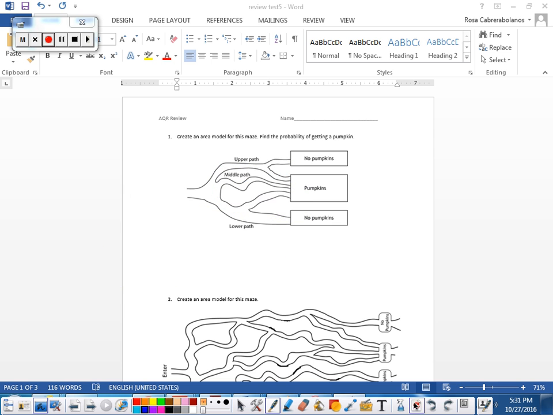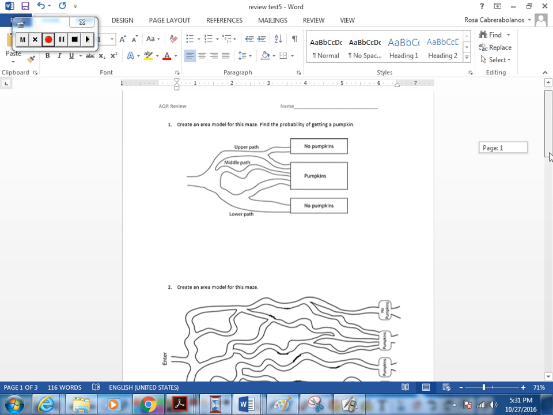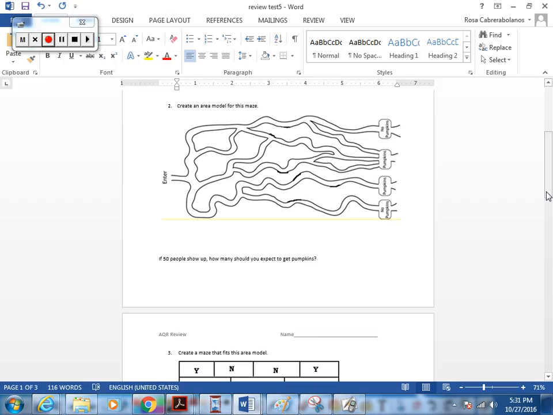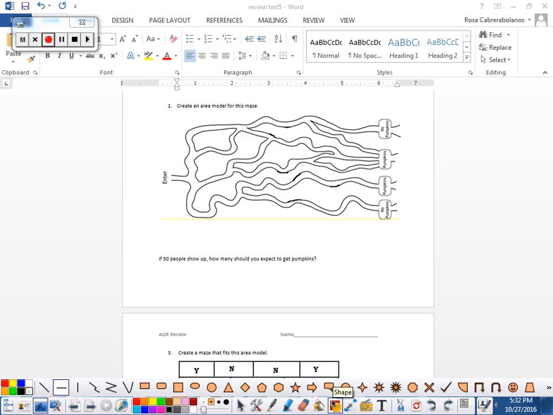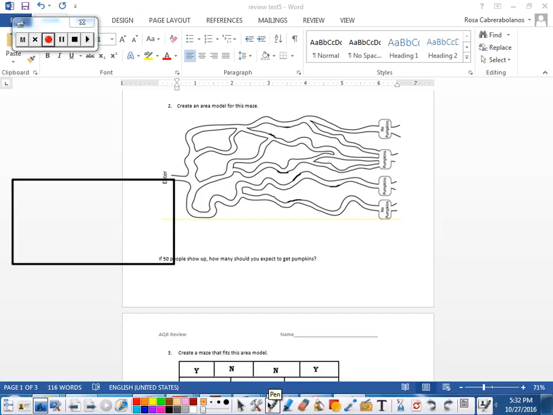Now number 2 says create an area model for this maze. I'm going to start by drawing my rectangle for my area model. I'm going to try to make it kind of small. And there are 4 original paths, 1, 2, 3, 4, so I'm going to make 4 pieces to start off with.